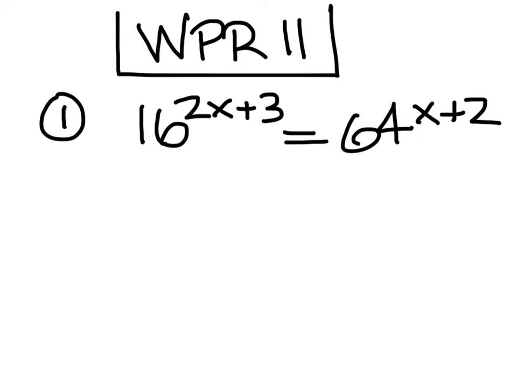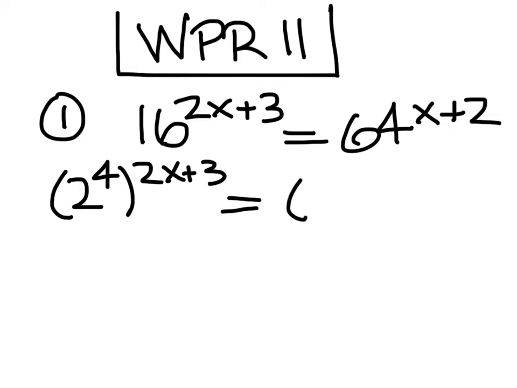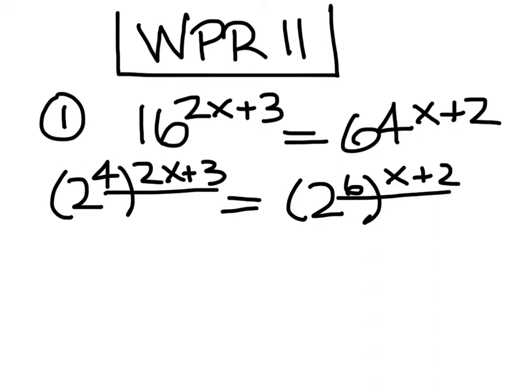WPR 11. So when solving an equation with exponentials on both sides, we're trying to get the bases to be the same. In this problem, 16 and 64 can both be written as a base of 2 or 4. I like 2. 16 is 2 to the power of 4. And 64 is 2 to the power of 6. This is called raising a power to a power, and I need to multiply these exponents.